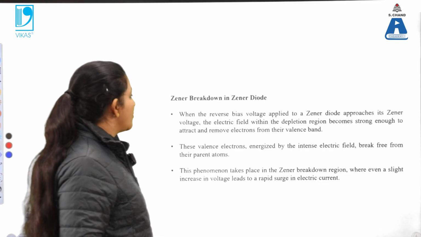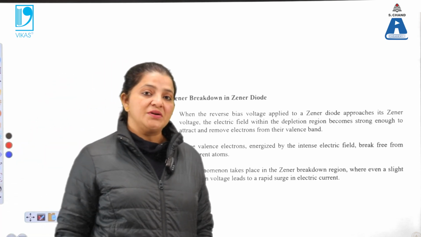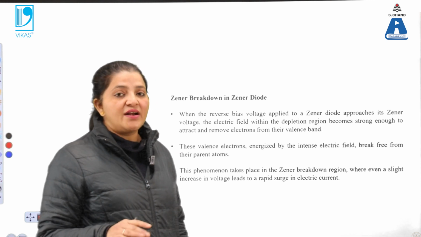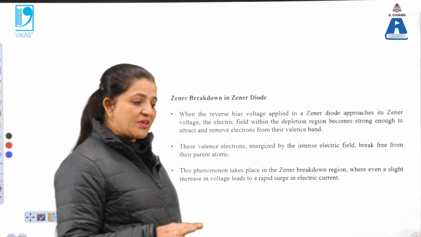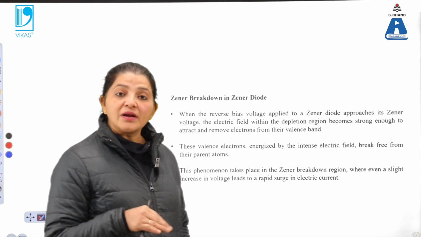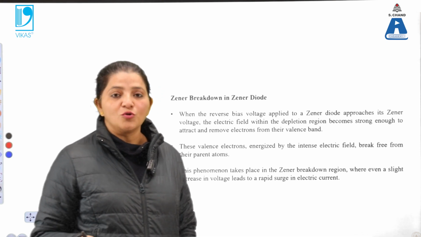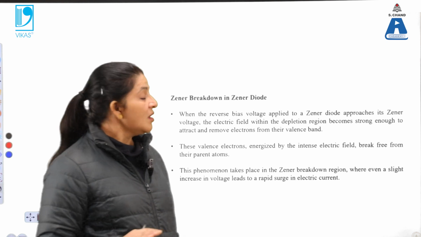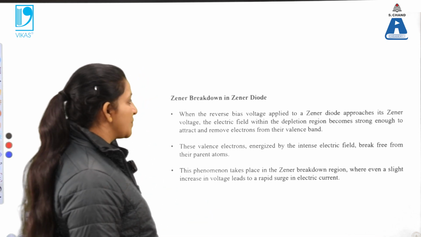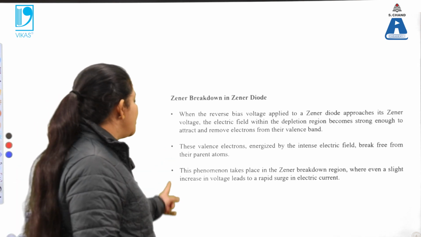So now the Zener breakdown in the Zener diode. Zener breakdown means the voltage regulation that can be done. Avalanche breakdown occurs in both the PN junction diode and the Zener diode. The PN junction diode cannot withstand the avalanche breakdown, so it will get damaged. But the Zener diode can bear up to 6 volts, which is known as the avalanche breakdown voltage in the case of the Zener diode. Now the Zener breakdown is when the reverse bias voltage is applied to the Zener diode and it approaches the Zener voltage.